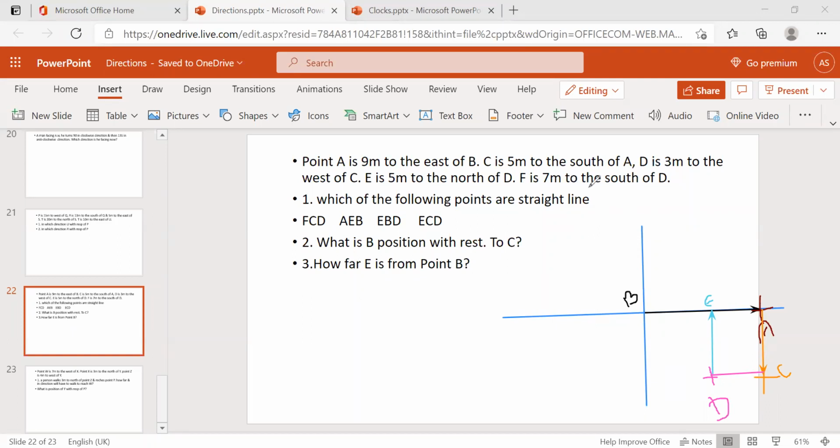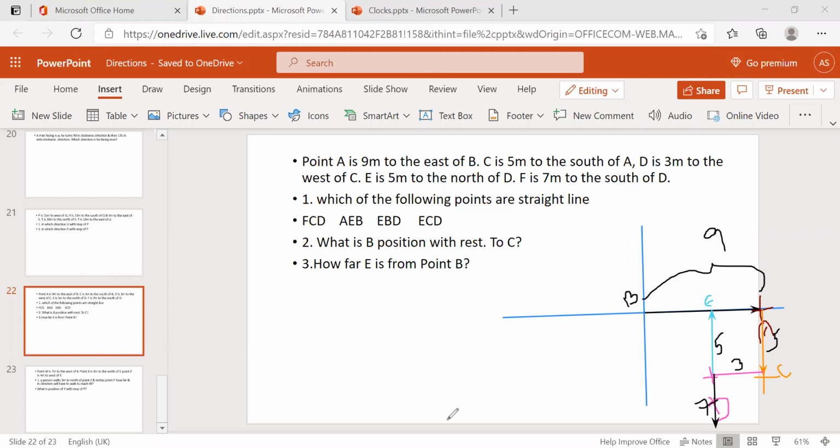F is 7 meters to the south of D, which is D here. South is this way, right? How many meters? 7 meters. Now this one is 5 and this one also is 5. This total is 9, this is 3 and this is 7.